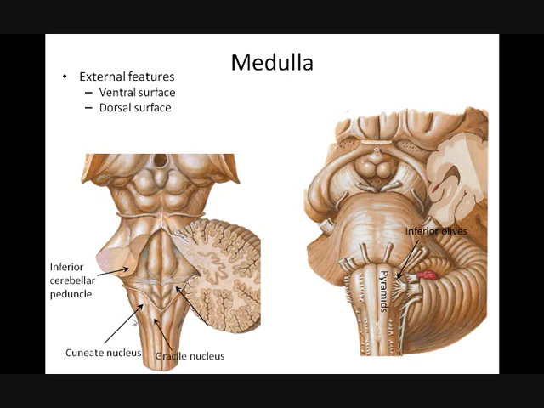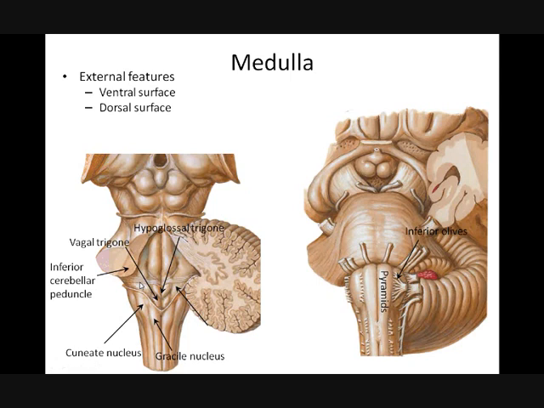In the floor of the fourth ventricle, we have the hypoglossal trigone, which lies medial to the vagal trigone. And lateral to the vagal trigone, we've got the vestibular area, which lies here, which I haven't labelled.